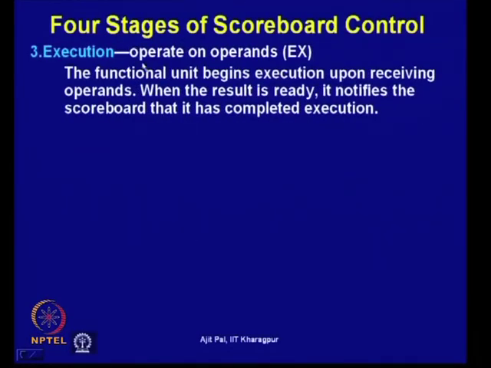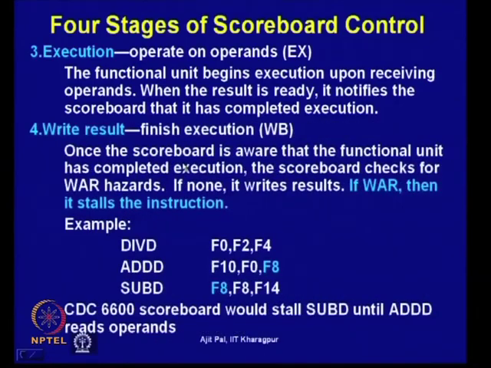Then the third stage is the execution stage, which operates on operands. The functional units begin execution upon receiving operands, and when the result is ready, the unit notifies the scoreboard that it has completed execution. And finally comes the write back stage, which finishes the execution by writing results into the appropriate registers. Once the scoreboard is aware that the functional unit has completed execution, it checks for WAR, write after read, hazard; if none, it writes the result into the register. So, you can see it dynamically overcomes write after read types of hazards, and writing is done only when this type of hazard is not present. If there is a WAR hazard, then it stalls the instruction.